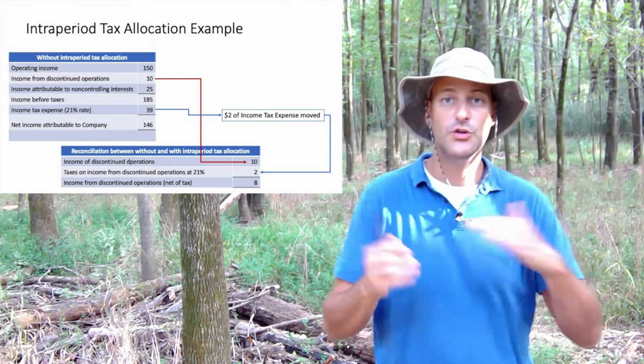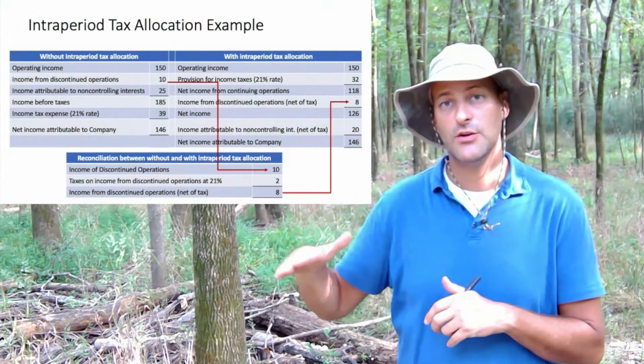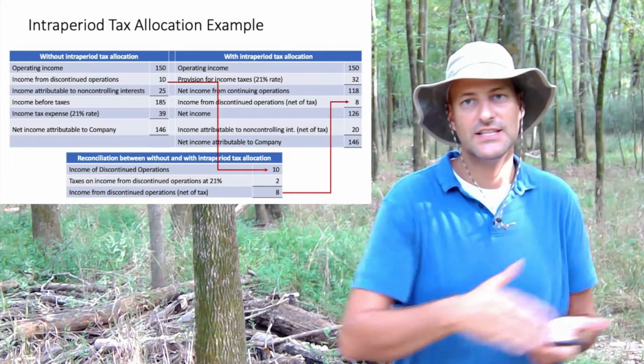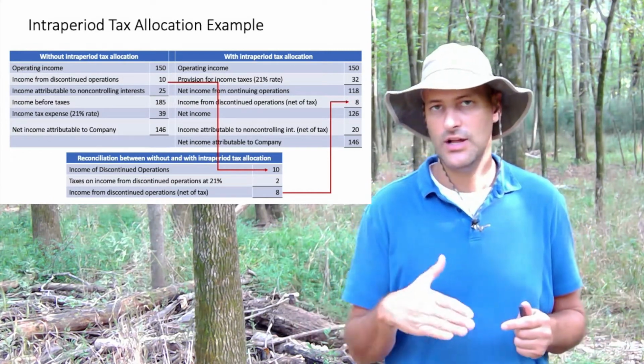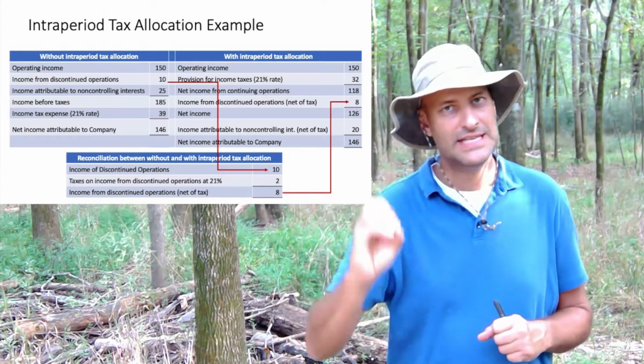So we just do that over and over, and then we end up with what we call our income statement with our intra-period tax allocation. So we'll have net income, our provision for income taxes of 21% of just our operating income, which gives us net income from continuing operations. Now we're going to take income from discontinued operations. We just calculated it, let's say it's $8: 10 minus $2 worth of taxes gives us $8. Now we're just going to report the 8. That's net of the taxes on it.